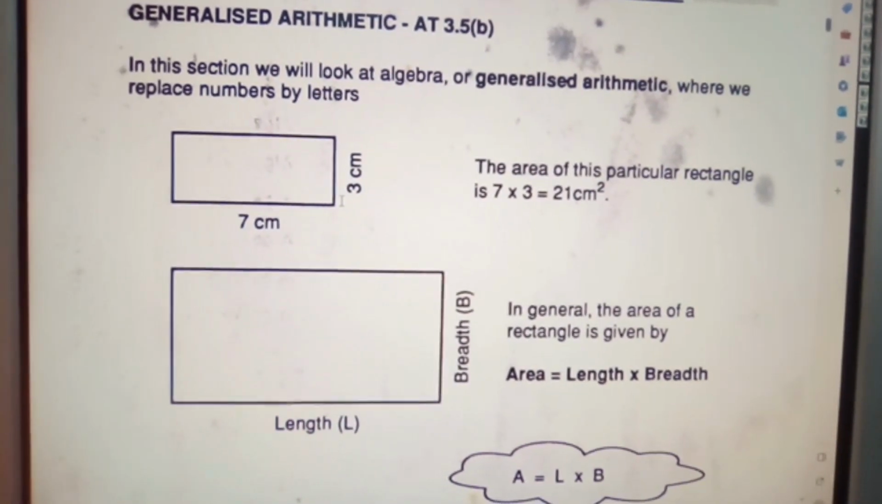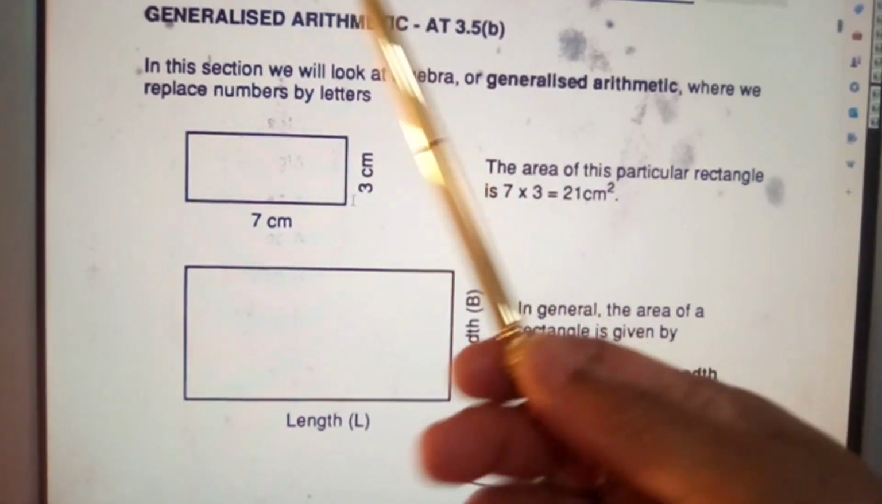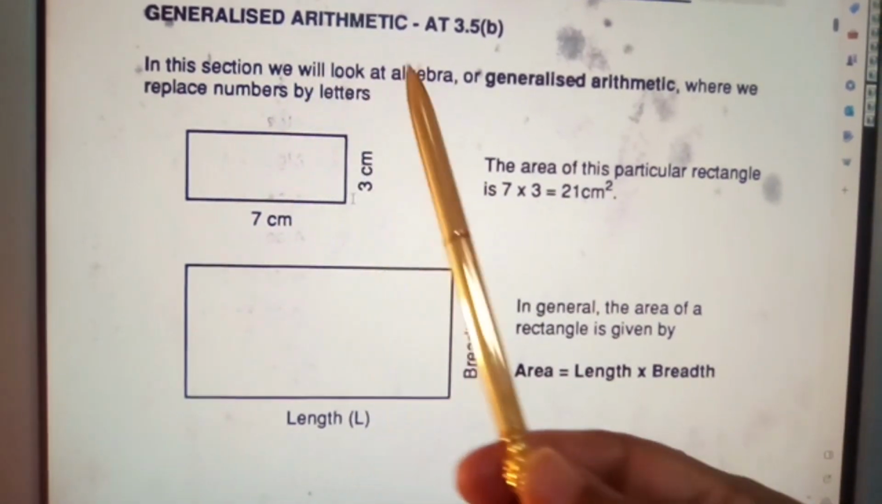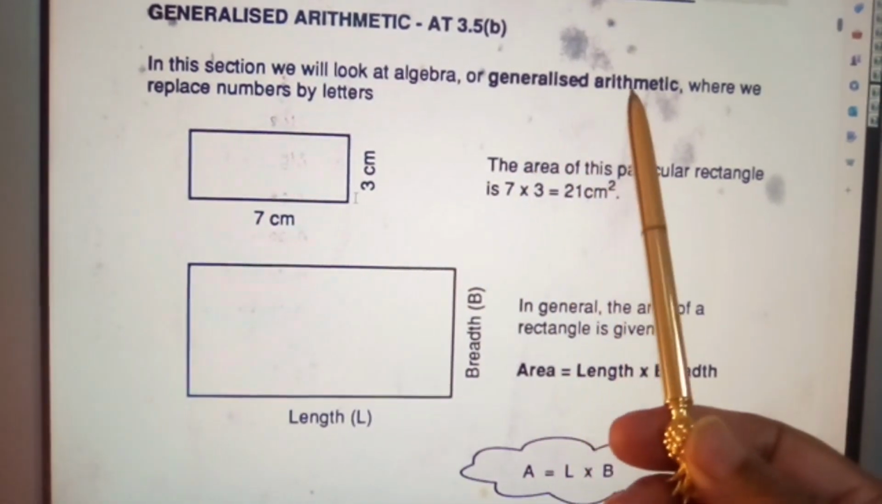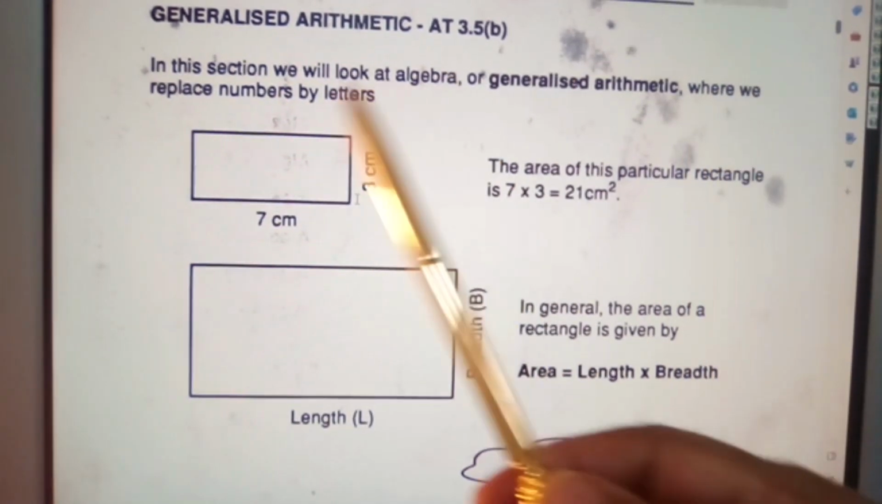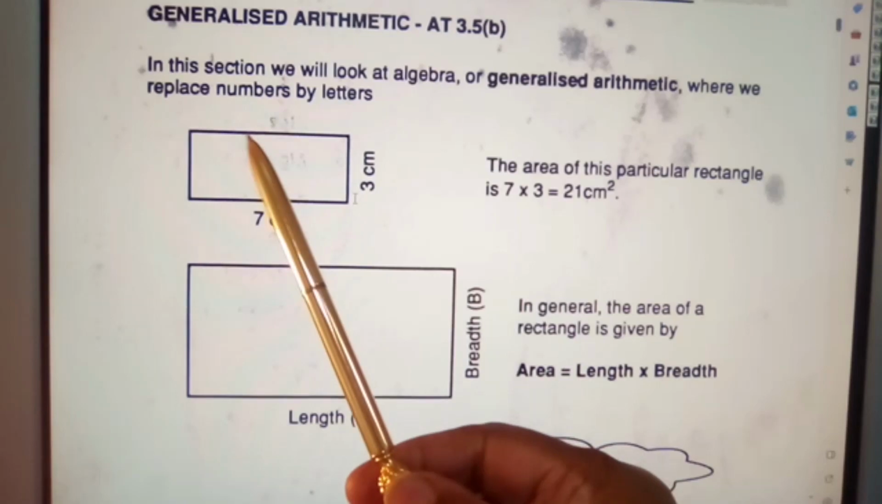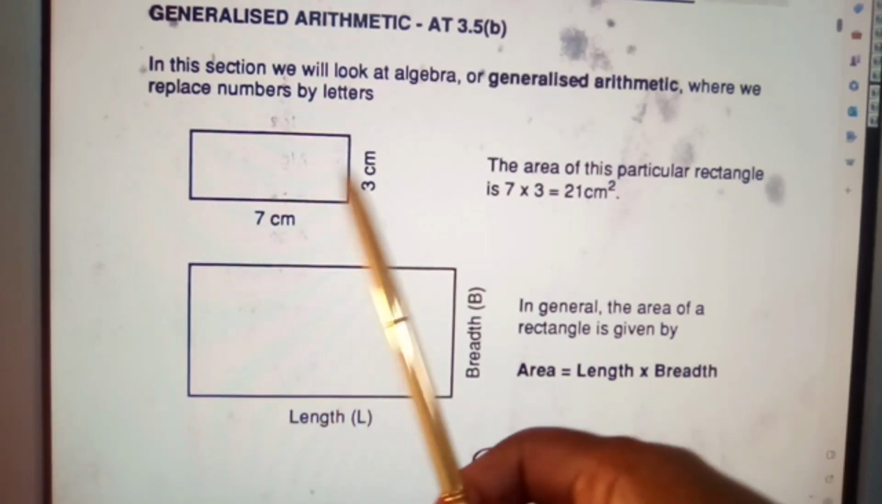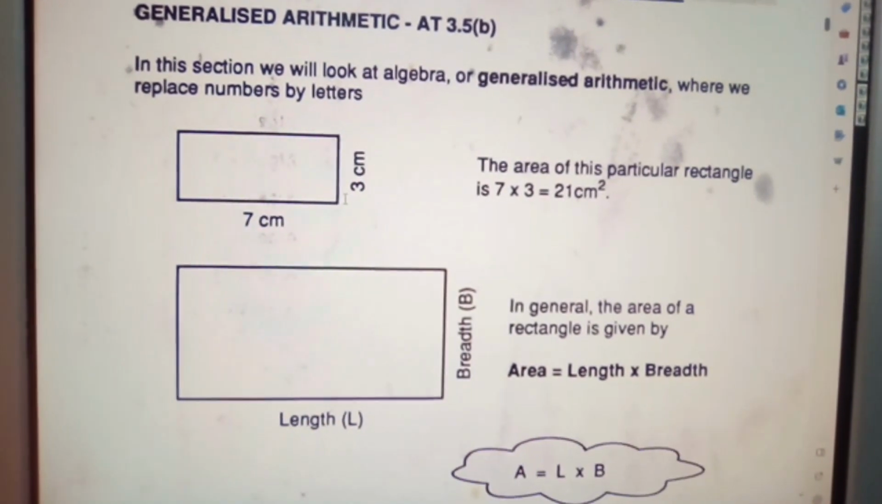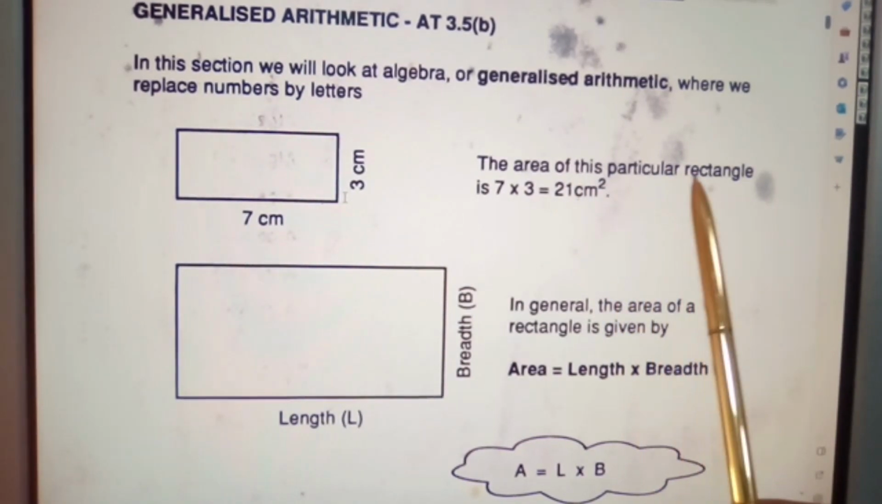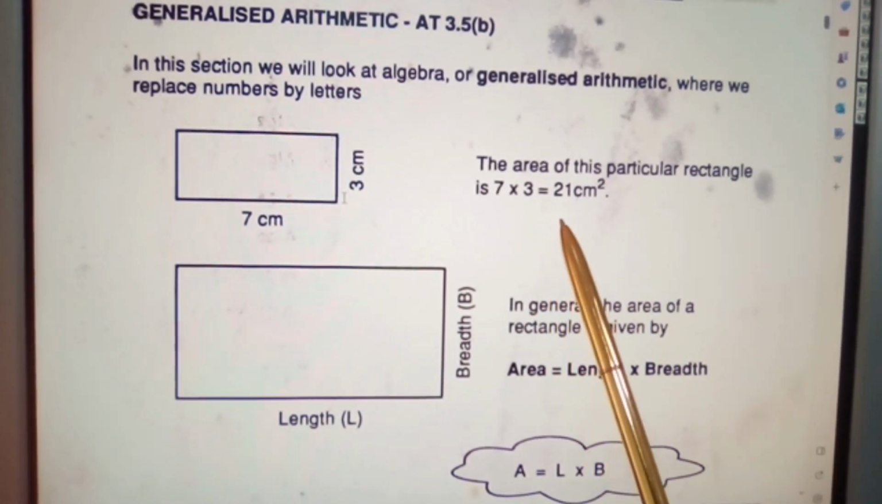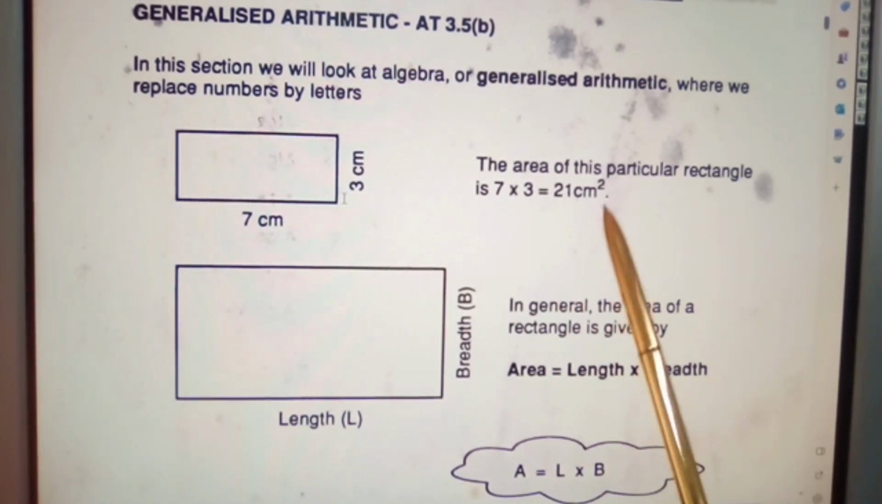Now here we have generalized arithmetic. In this section we will look at algebra or generalized arithmetic where we replace numbers by letters, okay? Here we have a rectangle, 7 centimeters by 3 centimeters, okay? The area of this particular rectangle is 7 times 3 equals 21 centimeters square.